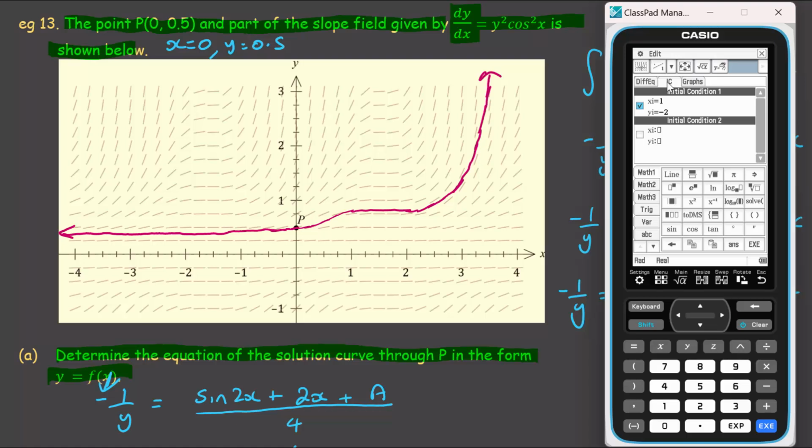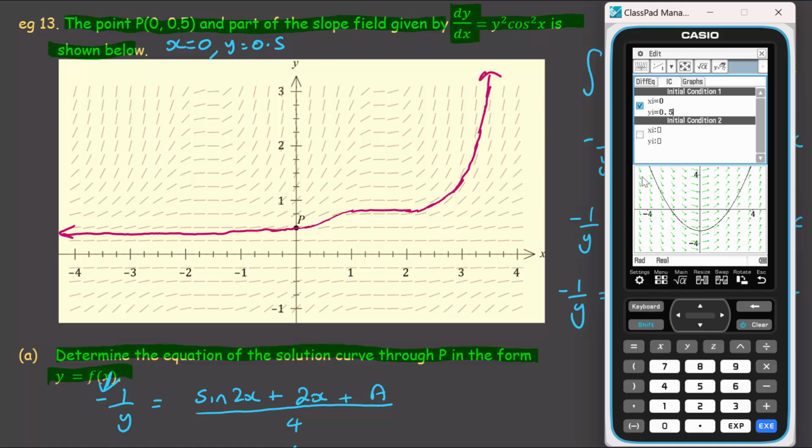Hopefully that's all good. And let's go to the initial conditions, and we have 0 and 0.5 for the y. Okay, let's have a look. Let's get rid of the keyboard and let's graph it and see what happens here. Doesn't look too bad, does it? Looks fairly like what I've drawn, so I'd be reasonably happy with that.